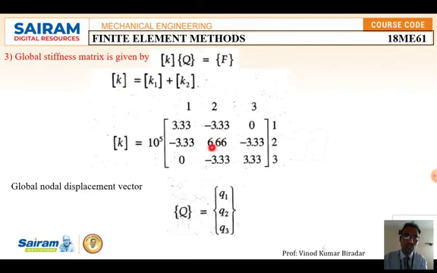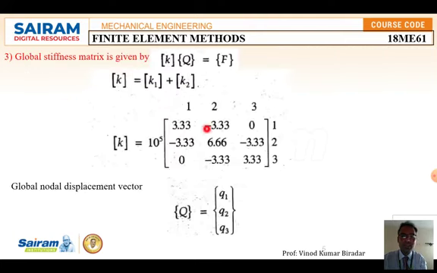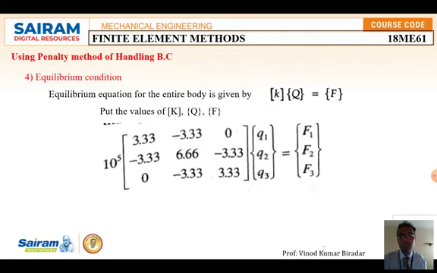Like that, this entry, I wrote 6.66, belongs to 2 into 2. Look here, for 2 into 2 this is 3.33, plus here also there is 2 and 2, so 3.33 plus 3.33 is equal to 6.66. Like that you have to calculate the global stiffness matrix. So the nodal displacement vector is equal to what? Here 3 nodes are there, so Q1, Q2, Q3.